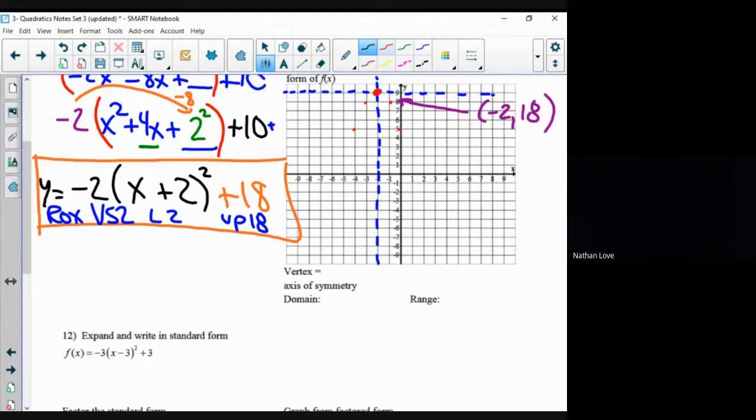The next thing I'm going to do is, I already got the reflection done. I've got the left. I've got the up 18. The only thing I do now is stretch it. I've got to double that distance. This distance here is now doubled. And instead of 4, I'm going to go a total of 8 away. It's easy to find the other point on the other side because it's symmetric.